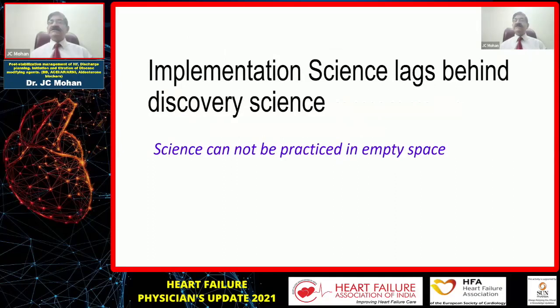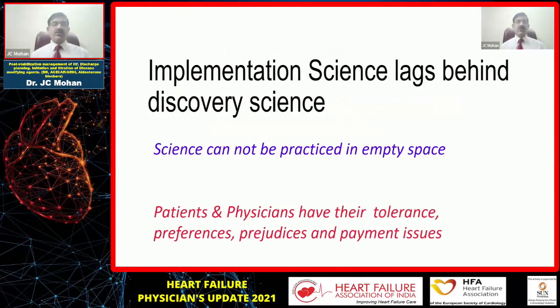Having said that, that seems to be a lofty aim because implementation science lags behind discovery science. And science cannot be practiced in empty space. So there are gaps in our practice. And the reason is patients and physicians have their own tolerance, preferences, prejudices, and payment issues.